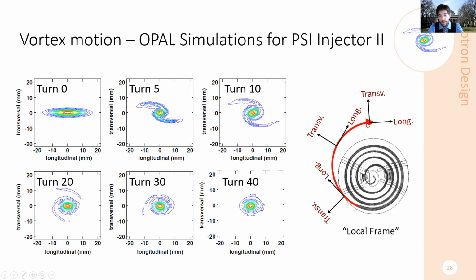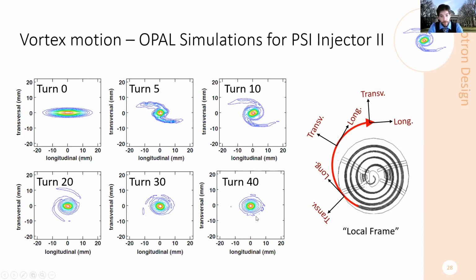Just to give you an idea of what vortex motion is, if you follow the beam along its trajectory, then the longitudinal direction is always tangential to the beam, and the transverse is always radially outwards. Just to explain what the labels here mean. And you start with an initially mismatched beam. You can use collimators and vortex motion to scrape away some of the halo, and the beam automatically will start curling up into this round distribution.